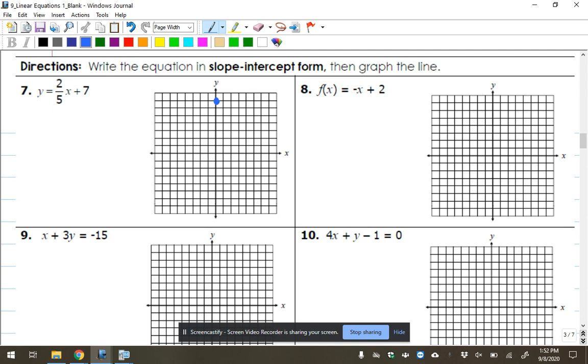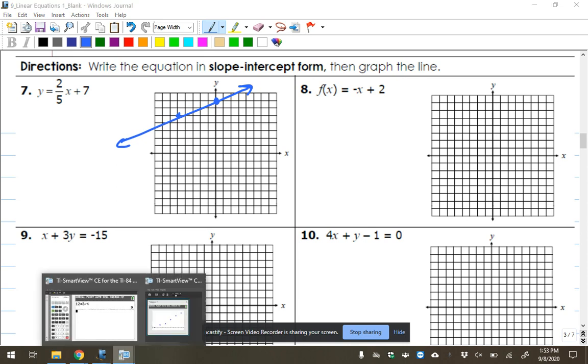So to get part of the line going the other direction, we go down 2 and left 5. I didn't count 5. 1, 2, 3, 4, 5. There we go. And we draw that line. I have to make myself a straight edge here. Grades are good enough as a straight edge. There we got a line.